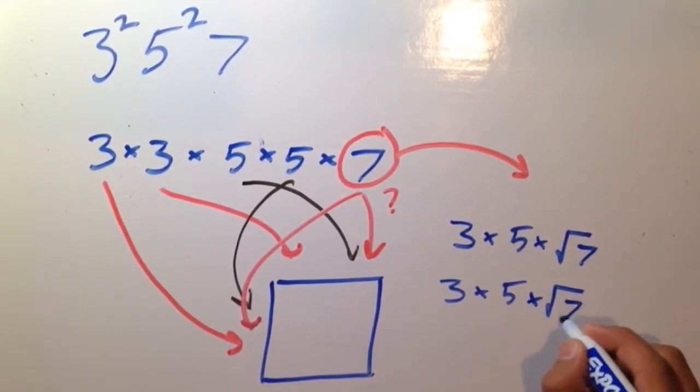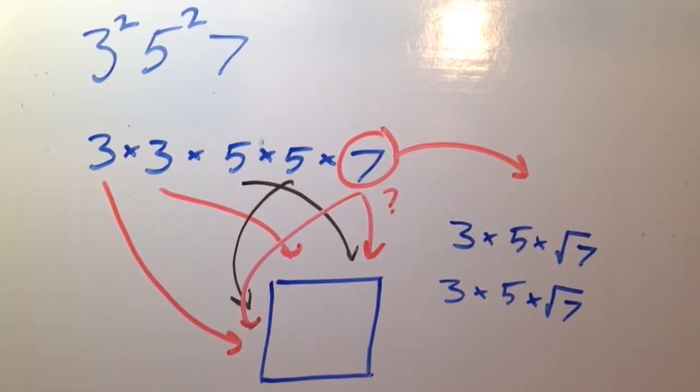So we have to leave that as 3 times 5 times root 7 for our answer, for the dimensions of the square. And you can simplify that out to being 15 times root 7. So 15 times the square root of 7 is our answer for the square root of 1575. That's what we come to.